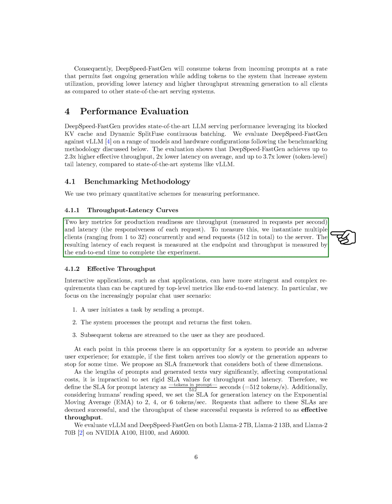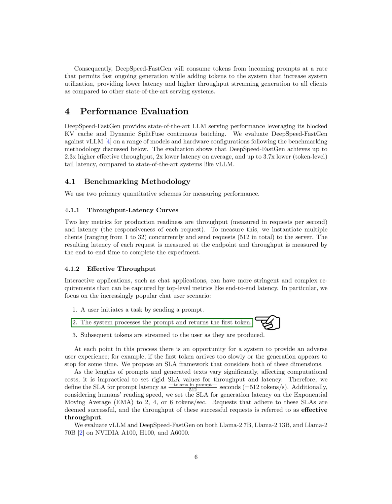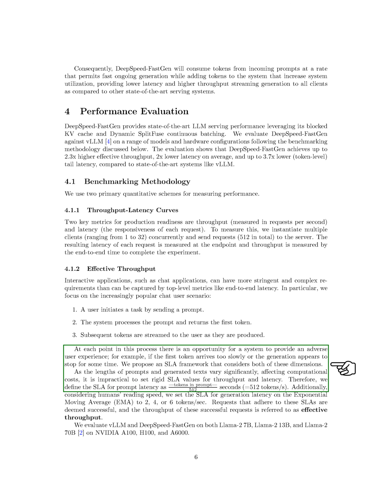Section: Effective throughput. Let's talk about the concept of effective throughput. Interactive applications, like chat apps, often have more complex needs than can be measured by simple metrics such as end-to-end latency. We're particularly interested in chat scenarios where a user sends a prompt, the system processes it and returns the first token, and then continues to stream tokens as they're generated. There are many points in this process where the user experience could be negatively impacted, such as if the first token takes too long to arrive or if the generation seems to pause. We suggest a service-level agreement (SLA) framework that takes into account both of these factors.